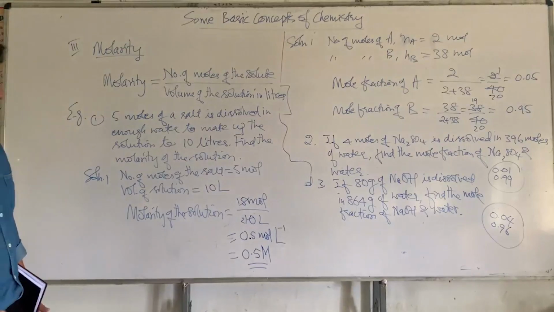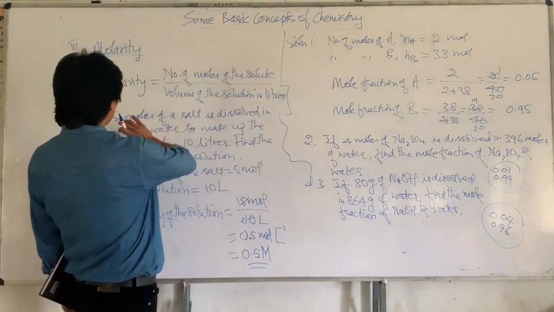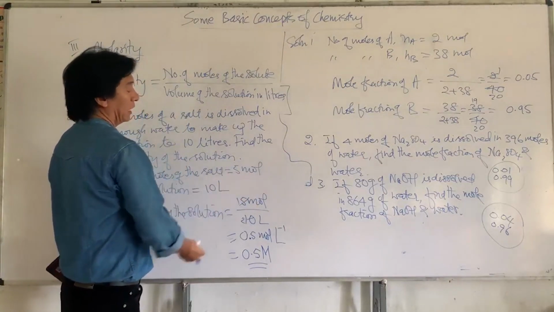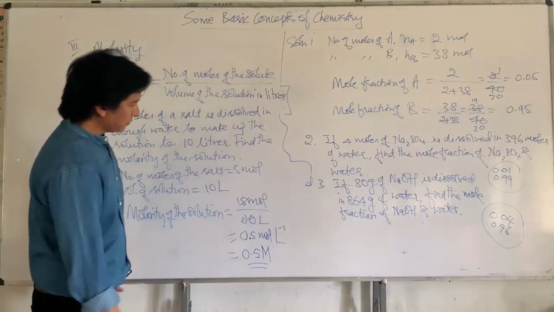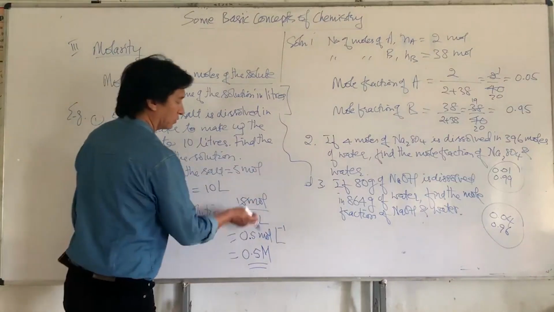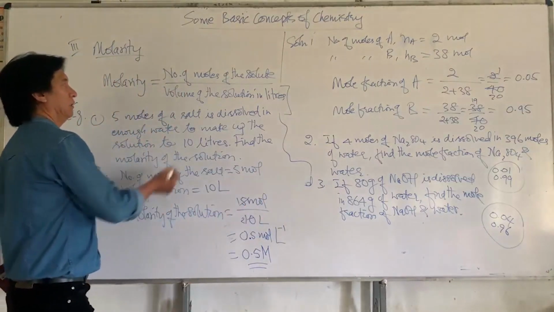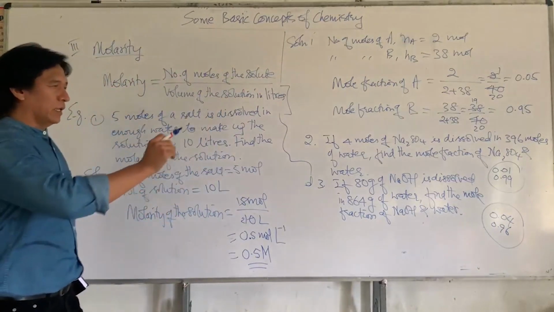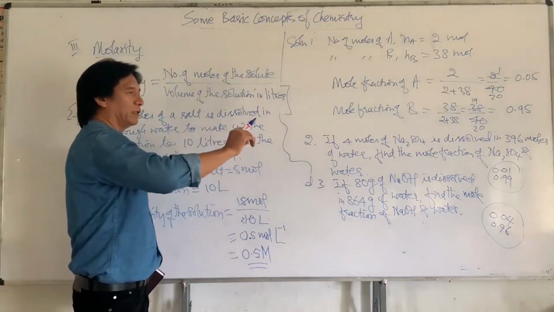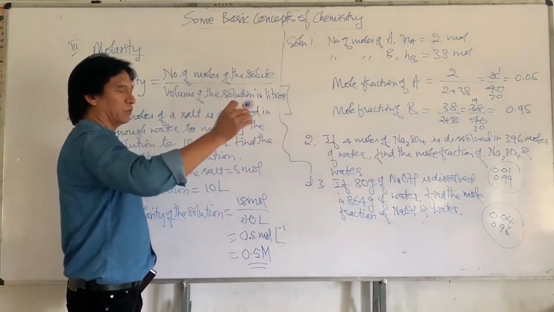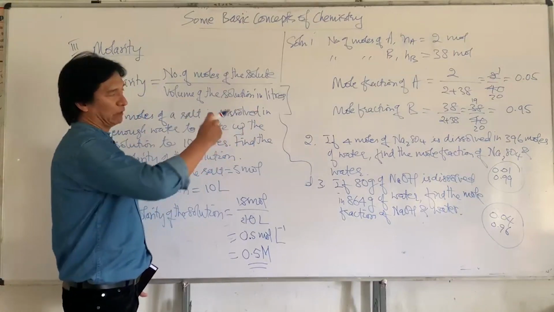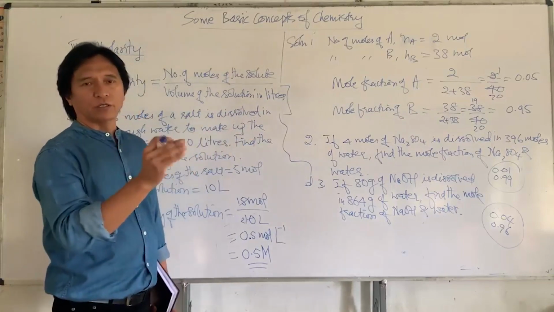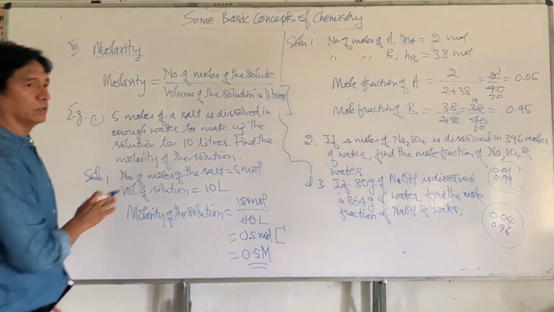The important thing to be known here is the amount of the salt is expressed in terms of moles, and it's divided by the volume of the solution in terms of liters. And you know, this number of moles of the solute is given by dividing the given mass of the substance by its molar mass. When the given mass of the salt is divided by its molar mass, you will get the number of moles of the salt.